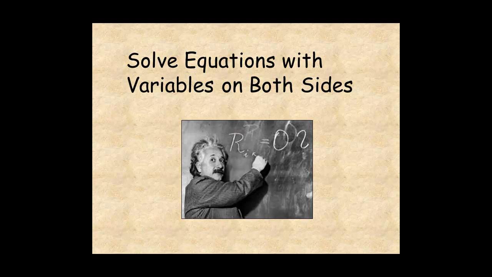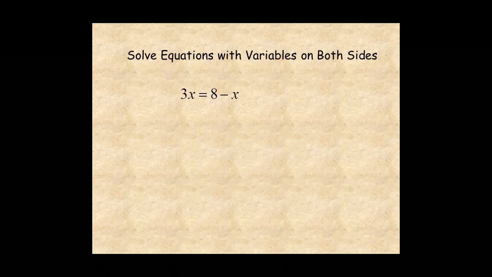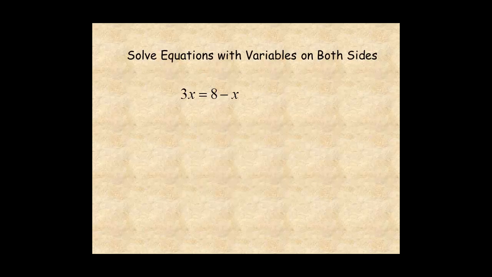This lesson shows how to solve equations with variables on both sides. When you have an equation with variables on both sides of the equal sign, they have to be combined on one side. Remember, variables are numbers. You can add and subtract variables just like numbers.